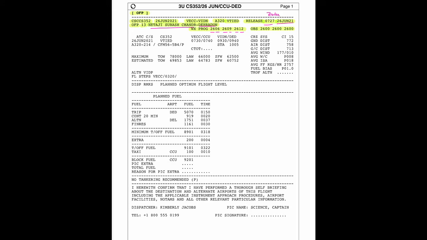Now the ATC call sign is Captain Science 352. So 26 June 2021, again the date of the flight, and the registration of the aircraft is Victor Tango India Echo Delta. A320-214 is our aircraft and its variant, and we have CFM International engines. This is the ICAO code and this is the IATA code.